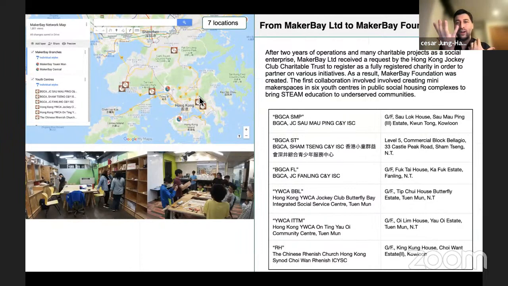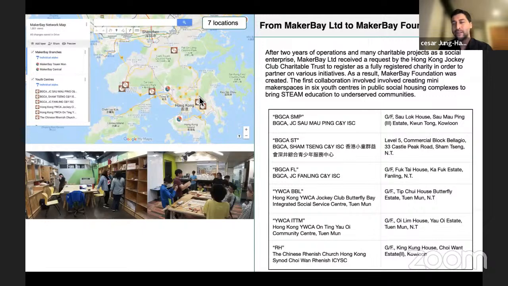And then we opened mini makerspaces in partnership with the local youth center. So we basically opened makerspaces in the poorest areas of Hong Kong, in public social housing complexes, where the rent is subsidized by the government. And we would train the social workers as well as the youth workers to get the students access to STEM education programs in those areas, working on local issues and always involving technology in a creative way.